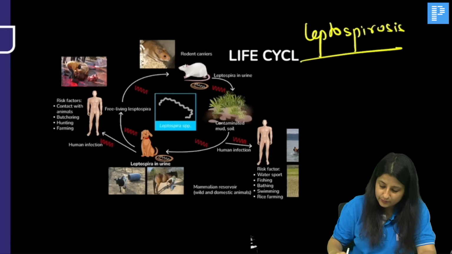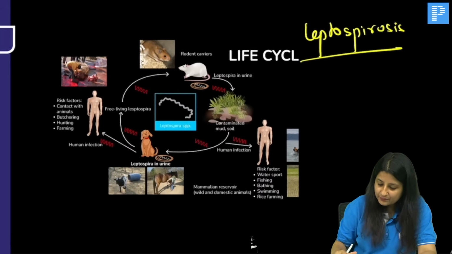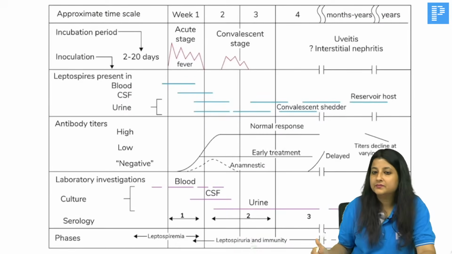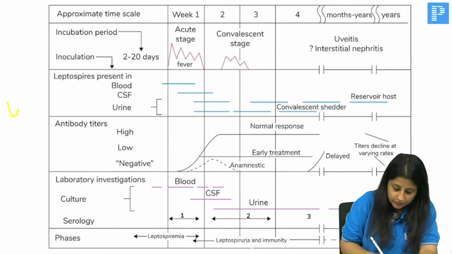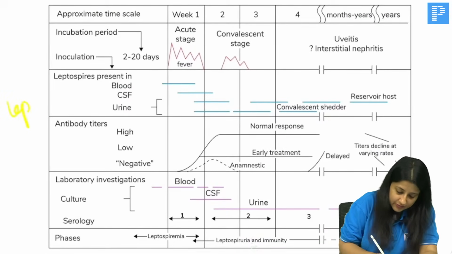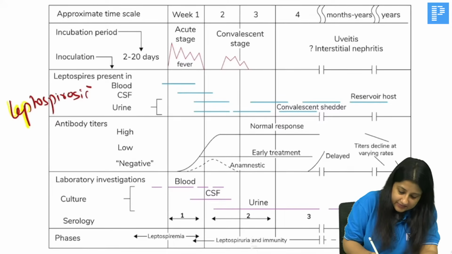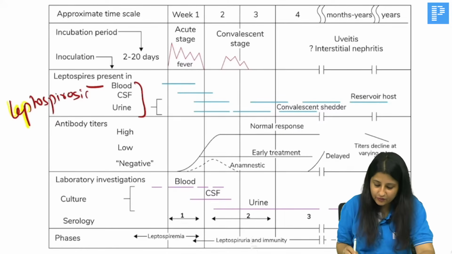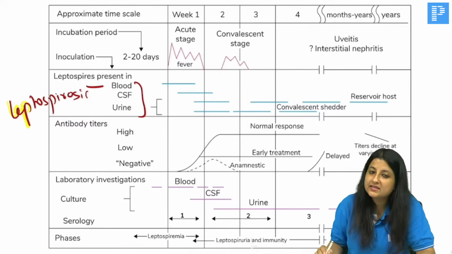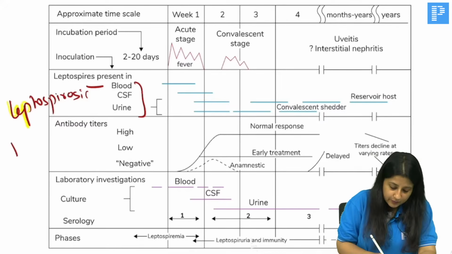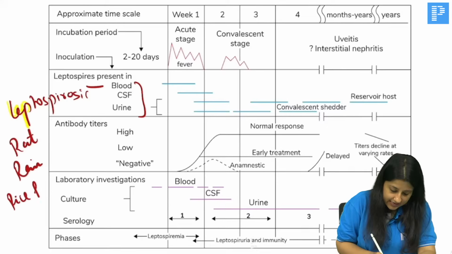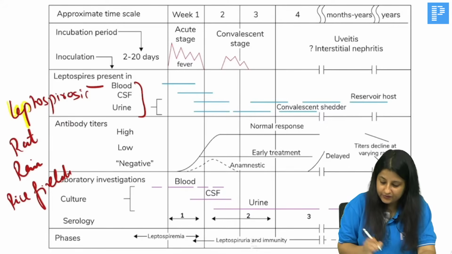That is leptospirosis. AIIMS once gave this image. This is for leptospirosis only. In fact, in the image it was written also leptospirosis. Leptospira, it's written, present in blood, CSF, urine. So you could make out from this, it is leptospirosis. Leptospirosis is associated with rat, rain, rice fields. Rat, rain as well as rice fields. Okay?